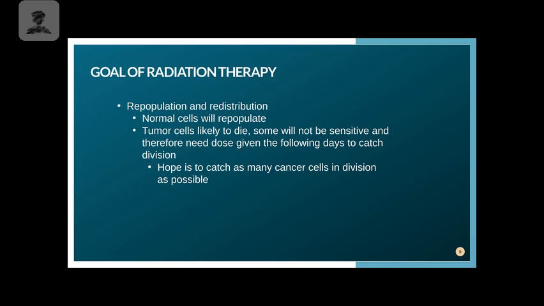We're trying to just catch as many cancer cells in the different divisions as possible because they're not always going to be going through G2 or mitosis when we interact with them. They're not always going to be perfectly oxygenated every time that we treat. So we're trying to spread it out over a series of days so that hopefully we can catch them at multiple phases.